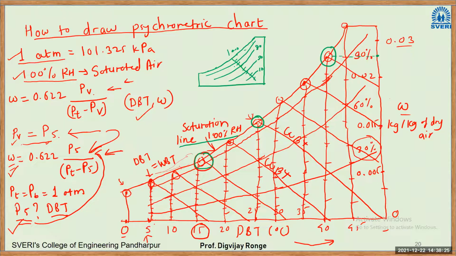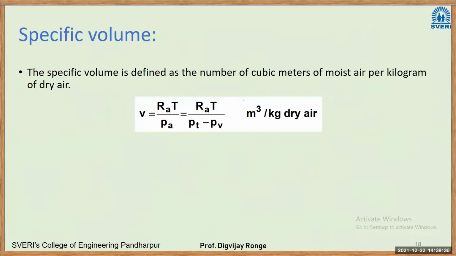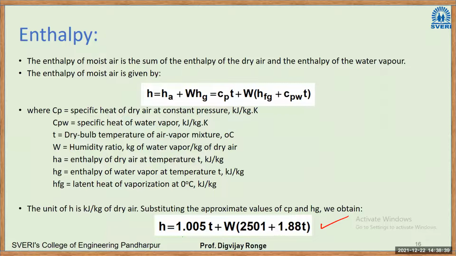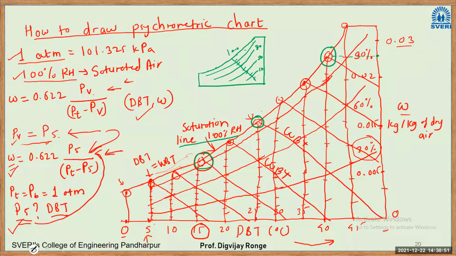Now I have other formulas also, for specific volume and for enthalpy. From that I will obtain another curve. For enthalpy also, if you remember, I have this formula: H is equal to 1.005 T plus W times the latent heat term. So if I know the dry bulb temperature and the specific humidity, I can easily calculate the enthalpy value. So here in this graph, somewhere, I will draw a scale. For every temperature value and specific humidity, I will calculate the enthalpy values, and I will just go like this.